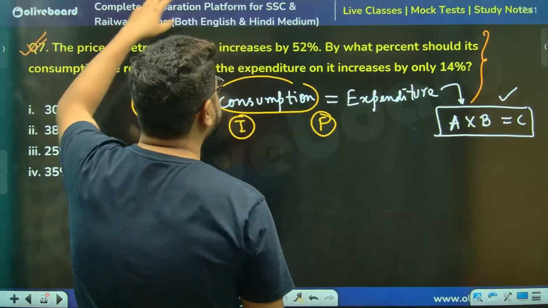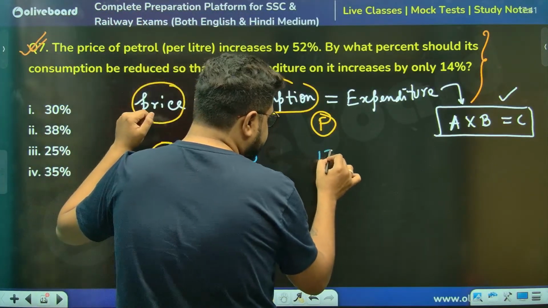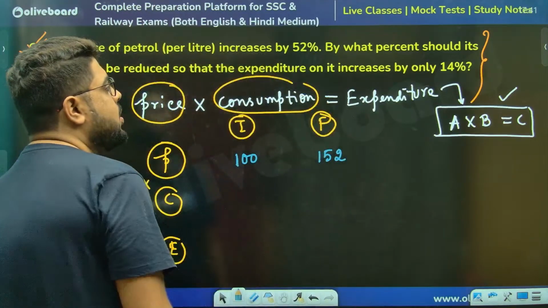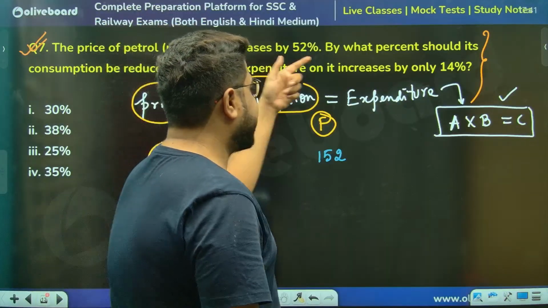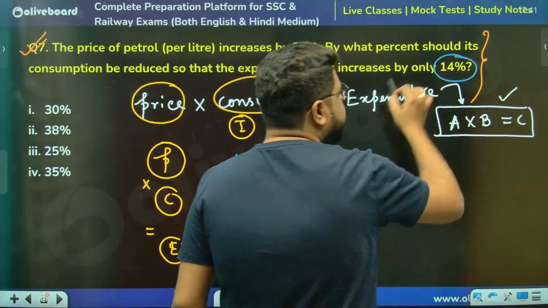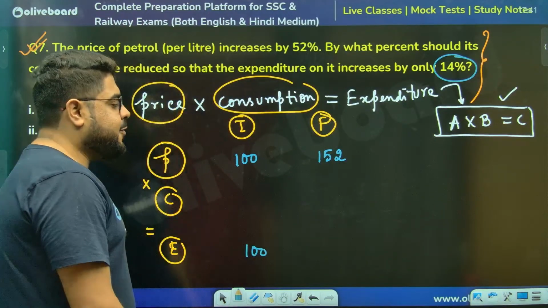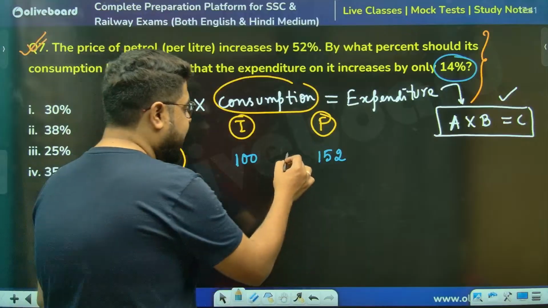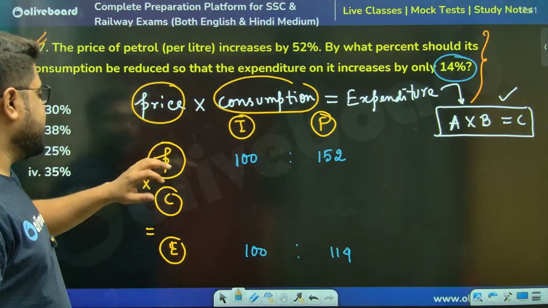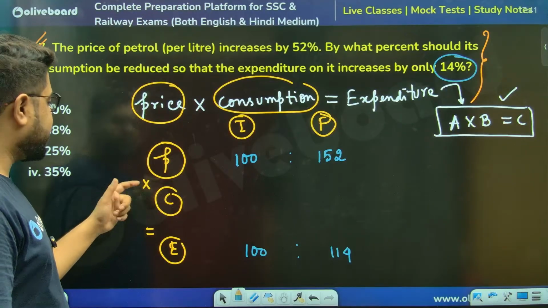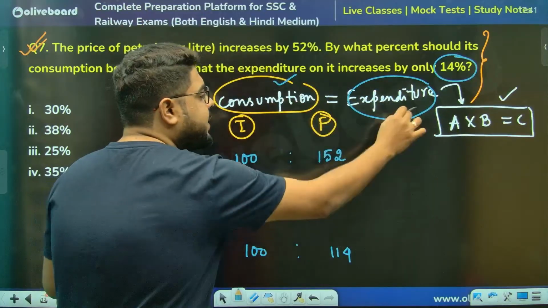Price increased by 52%. Meaning if my price was 100 rupees, now it is 152 rupees. How much percent should the consumption be reduced so that the expenditure increases only by 14%? Expenditure increased by 14% means if my expenditure was 100 rupees, now it has become 114 rupees. Price into consumption is expenditure, so consumption will be expenditure divided by price.